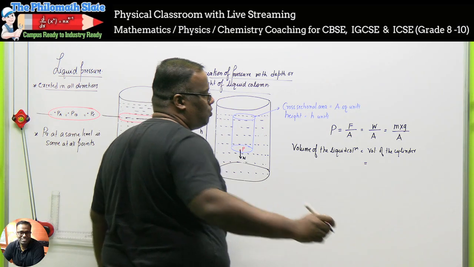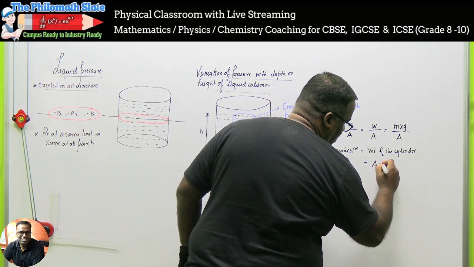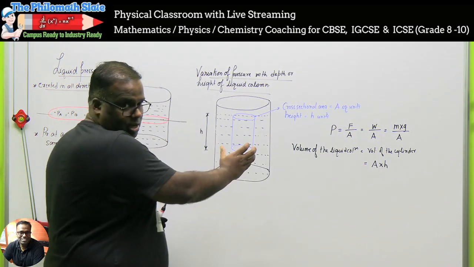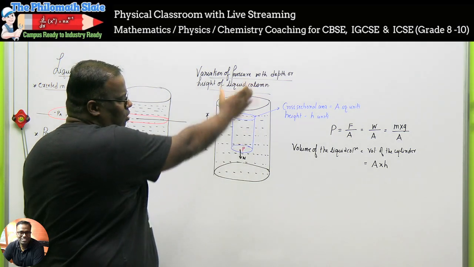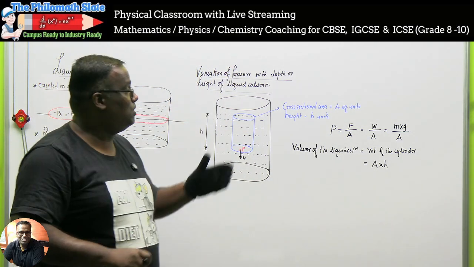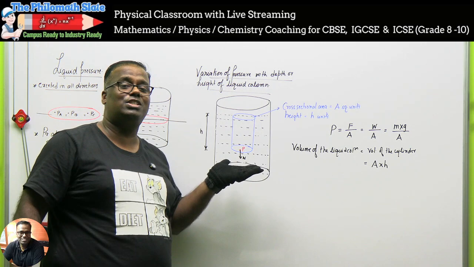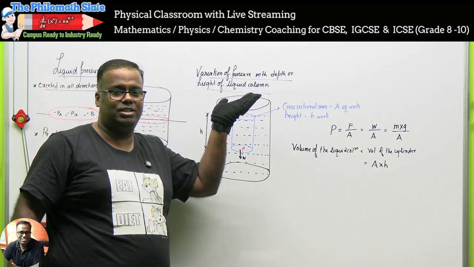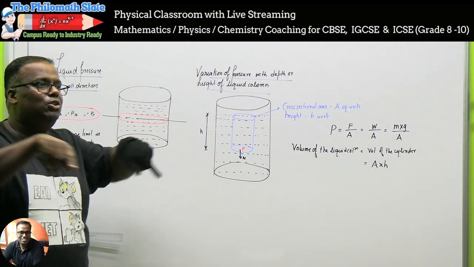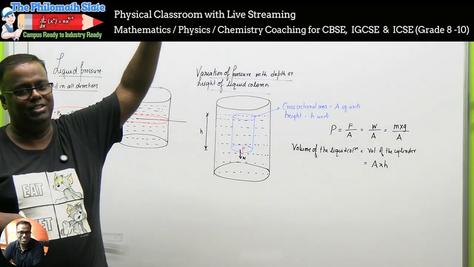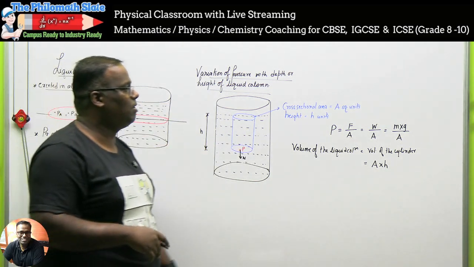Don't use pi r square h. We will use A into h, cross-sectional area multiplied by height. For any symmetrical object, the volume is always cross-sectional area multiplied by the height. Cuboid के लिए क्या था? Length into breadth multiplied by height. समझ में आ गया? तो ये हो गया आपका volume.